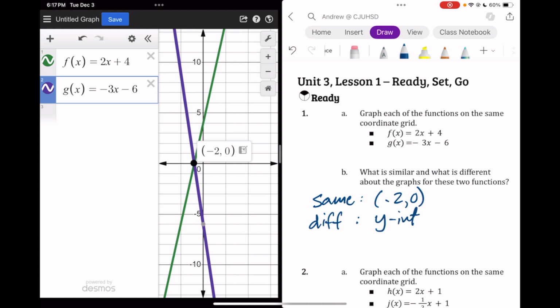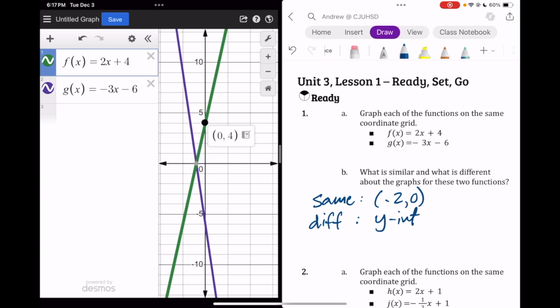One has a y-intercept at (0, 4). The other one has a y-intercept at (0, -6).